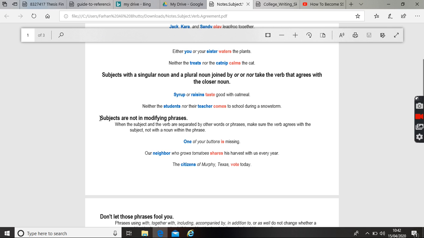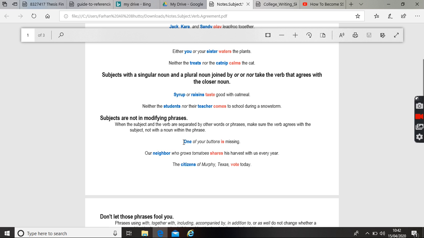Let's move on. The next rule is subjects are not in modifying phrases. When the subject and the verb are separated by other words or phrases, make sure the verb agrees with the subject, not with a noun within the phrase. As I've explained earlier, you need to identify the exact subject. If you are able to identify the subject, it is very easy to know which verb should come, because the verb has to agree with that particular subject.